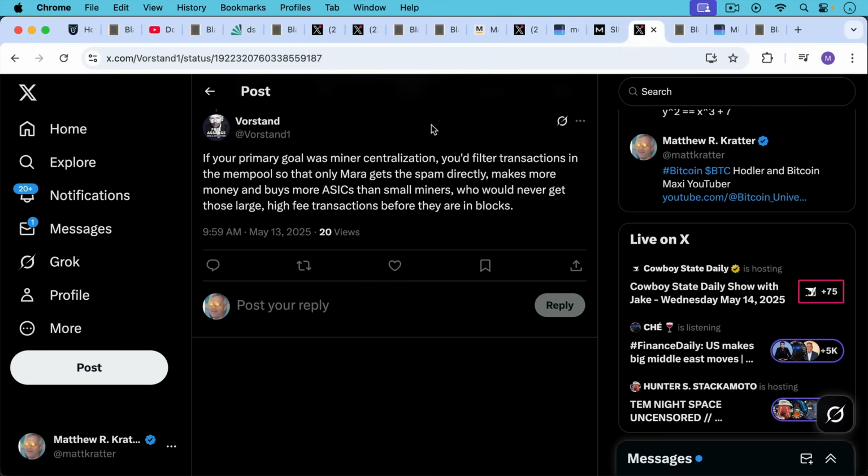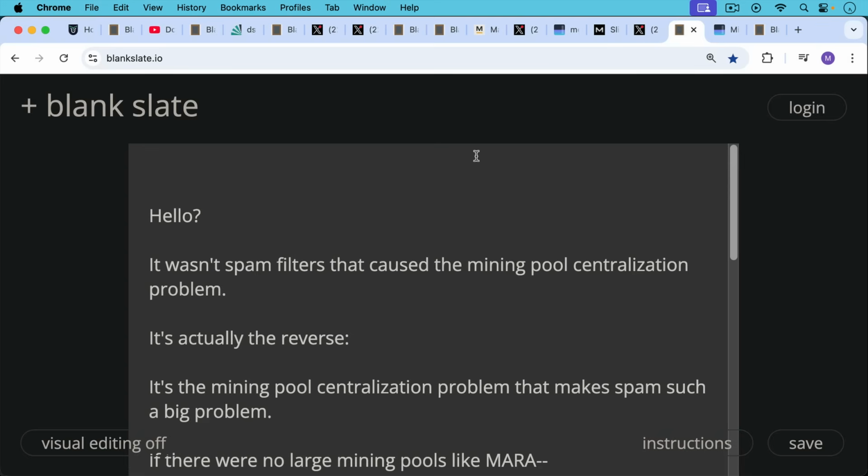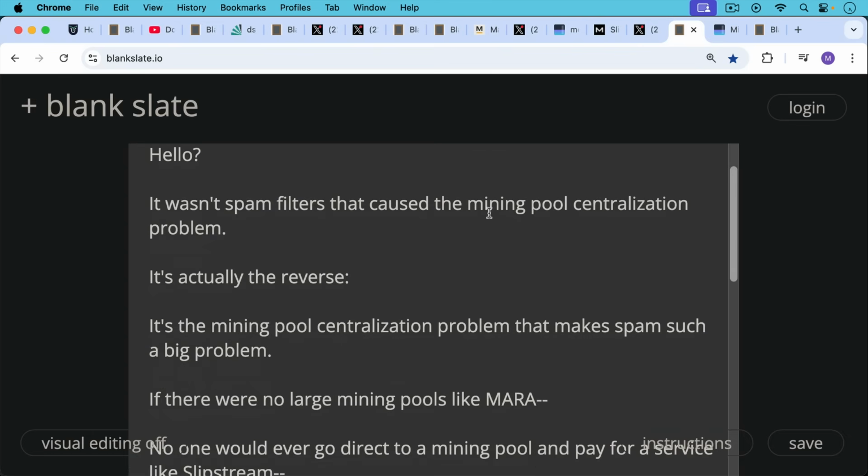Forstan says here, if your primary goal was miner centralization, you'd filter transactions in the mempool so that only MARA gets the spam directly, makes more money and buys more ASICs than small miners who would never get those large high fee transactions before they are in blocks. So he's saying if your primary goal was miner centralization, I would say, hello, it wasn't Bitcoin spam filters that caused the mining pool centralization problem. It's actually the reverse. It's the mining pool centralization problem that makes spam such a big problem.